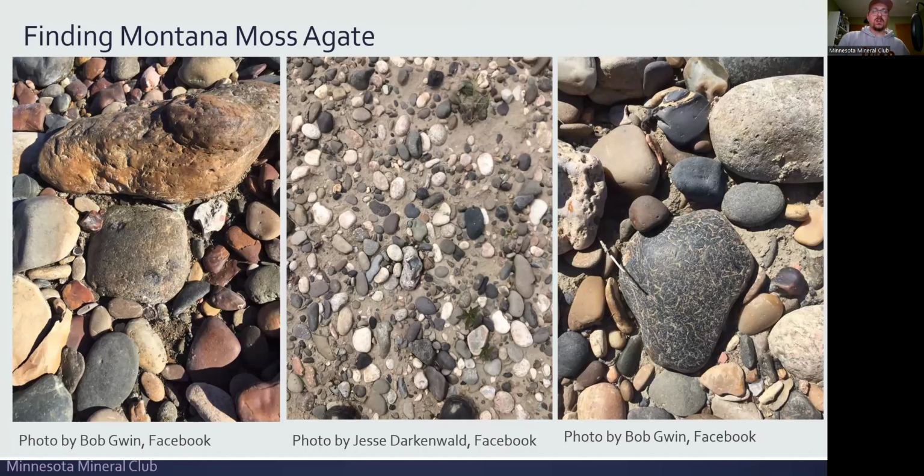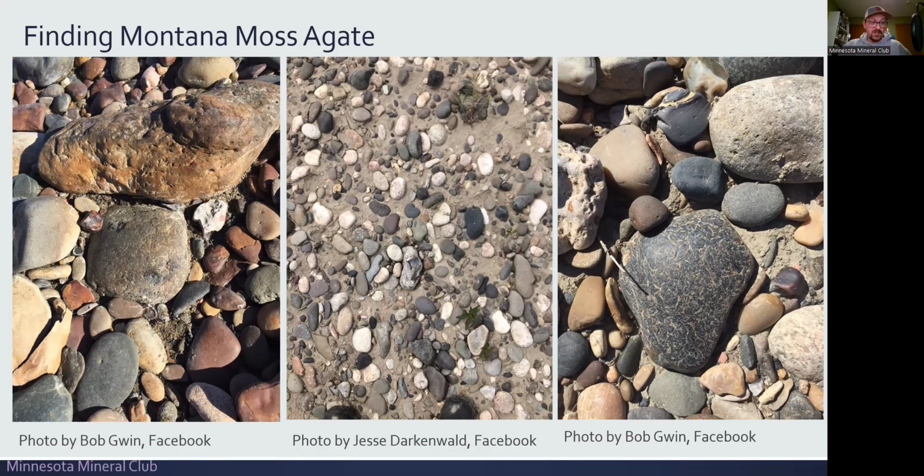So hopefully you now know how to find some of these agates. These next few slides, I'm just going to show some photos of agates that were found in the wild, and we're going to see if you can identify them. I'll just give you a couple seconds here to see if you can find them.